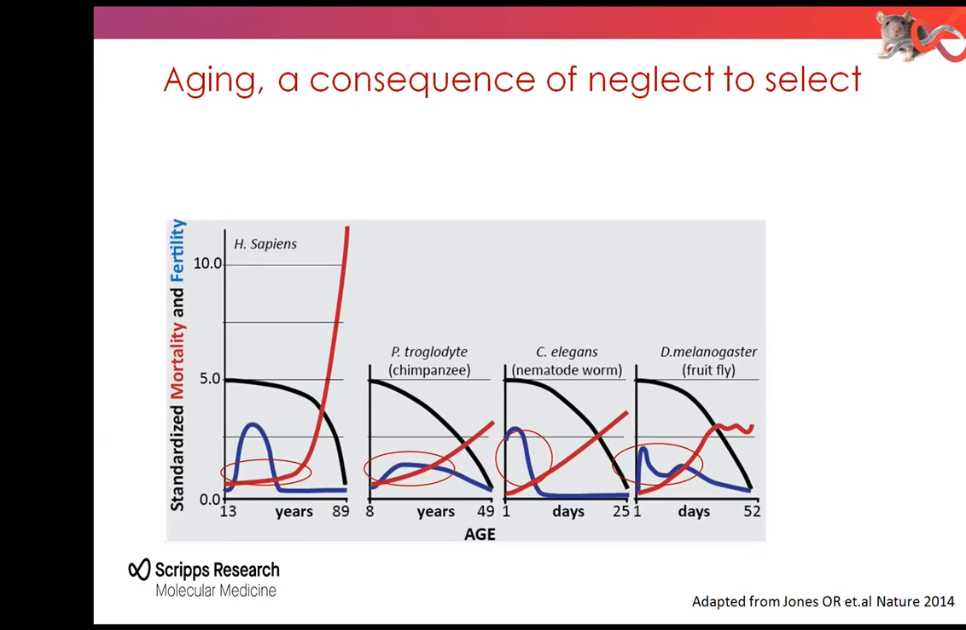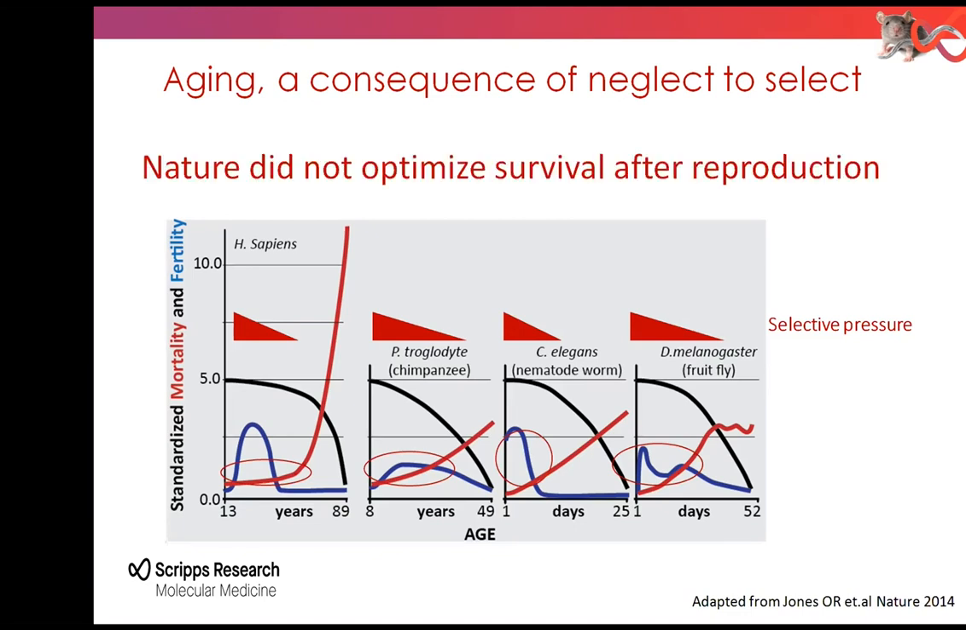And the consequence is that with the decreasing fertility, we get a decreased selective pressure to maintain the organism. So in a first approximation, I would say nature did not optimize survival after reproduction. Now, from a drug discovery point of view, that's actually good news, because we only have to improve something that nature didn't bother to really improve. If nature spent 4 billion years to improve something, then good luck making it better.